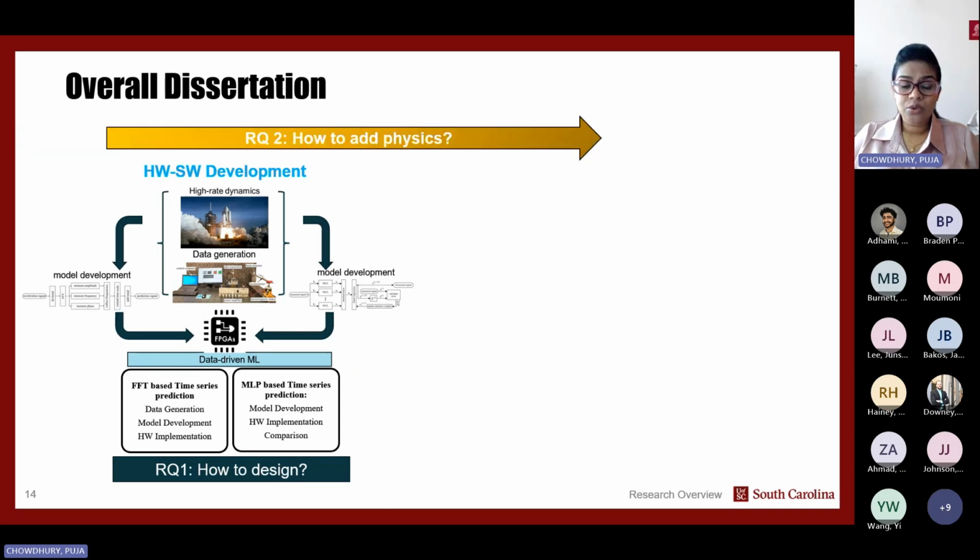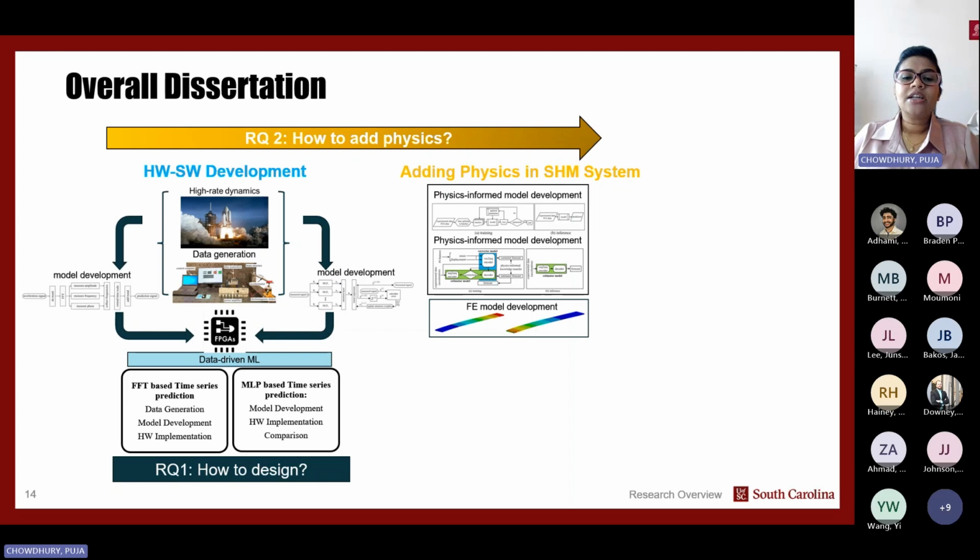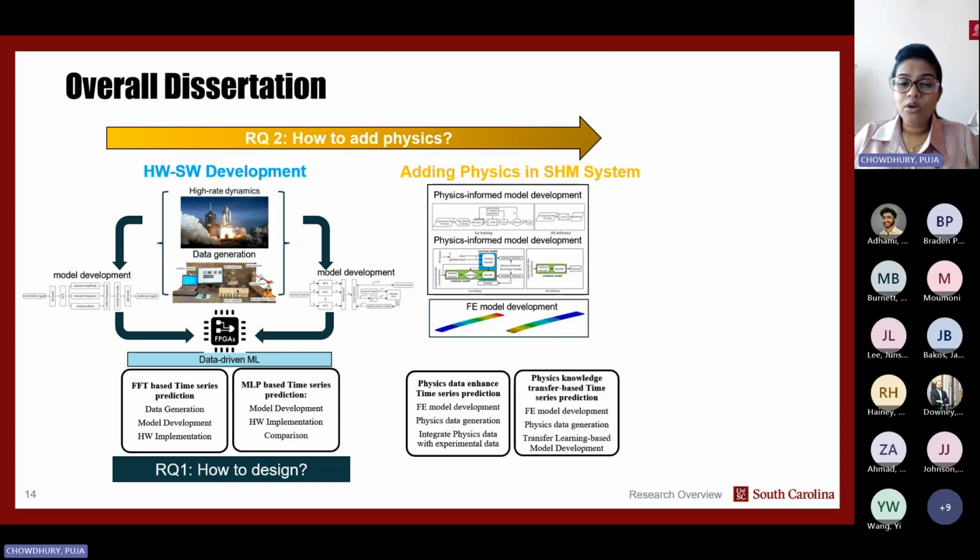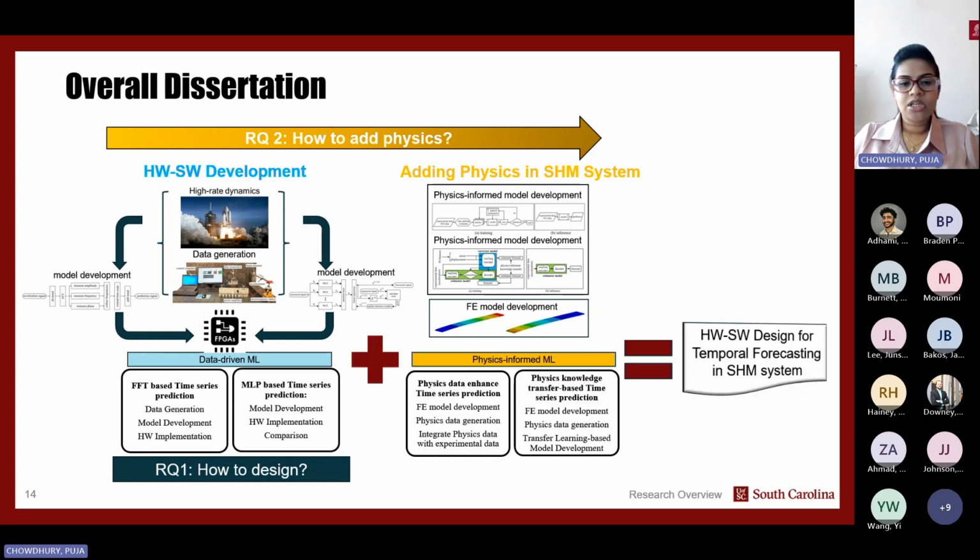That's how the second research question comes out: how to add physics. In adding physics, I developed two models. Also, for physics data, I made an FEA model. Here are two approaches or two models from the physics information learning. The first one is physics data enhanced or data augmented time series prediction. The second one is physics knowledge transfer based time series prediction. So these data-driven and physics information learning approaches combine to make the final dissertation, hardware software design for temporal forecasting in structural health monitoring.